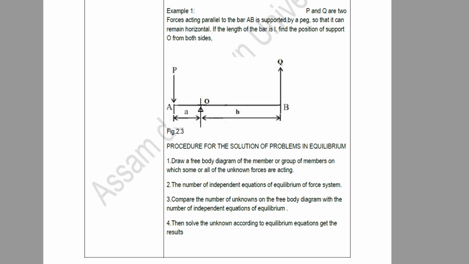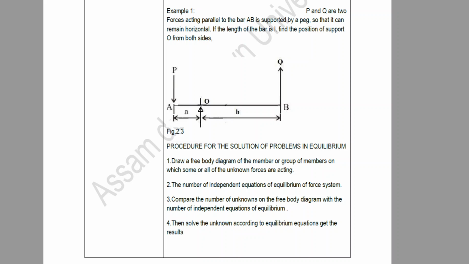Let us take a question now. P and Q are two forces acting parallel to the bar AB, which is supported by a peg, so that it can remain horizontal. If the length of the bar is L, find the position of support O from both sides. Now look, we have to find out what? We have to find the position of support O from both sides.